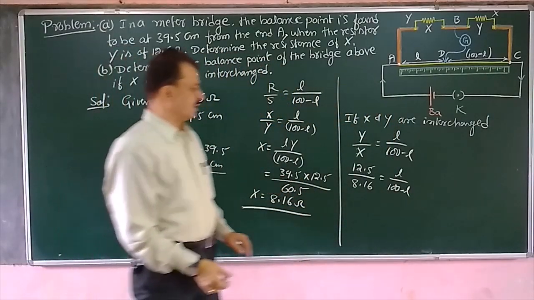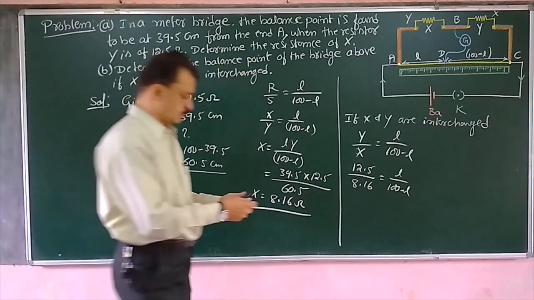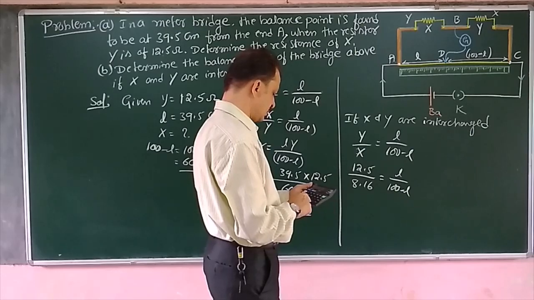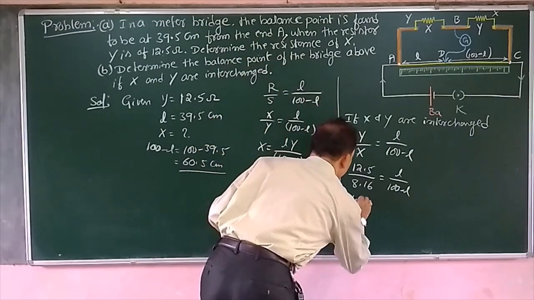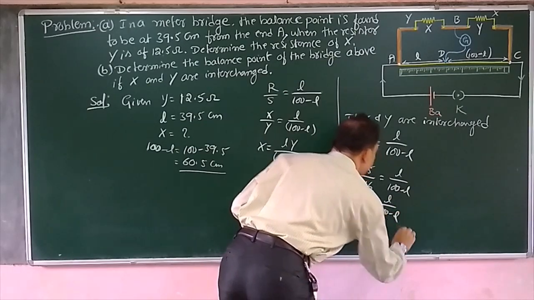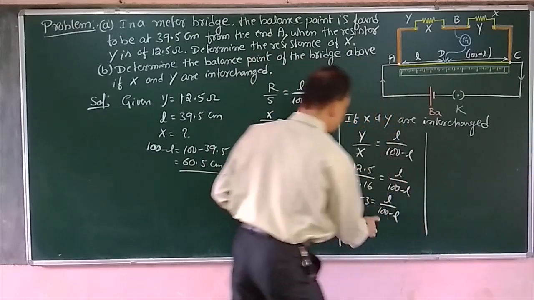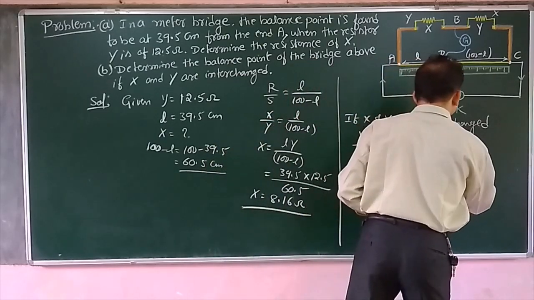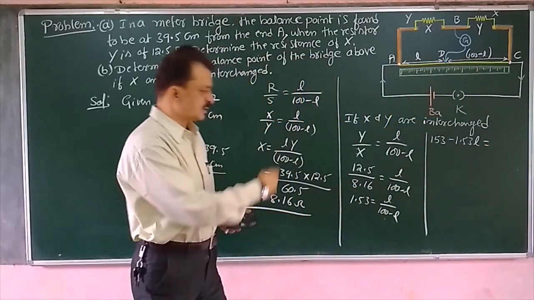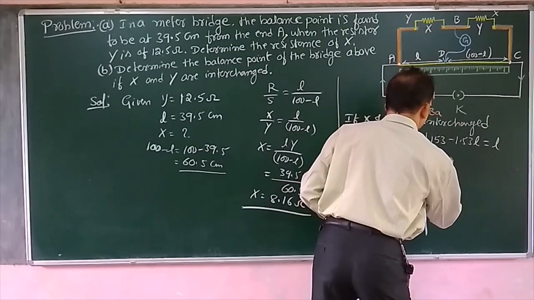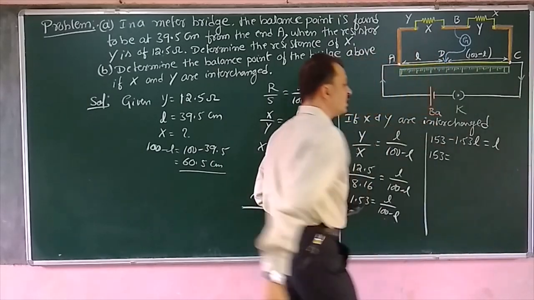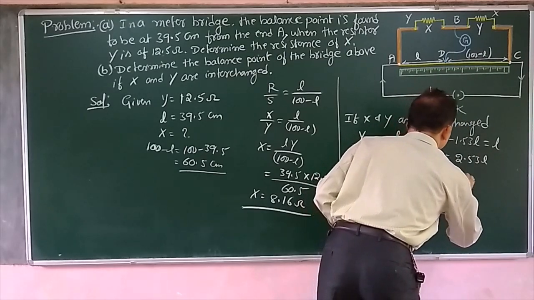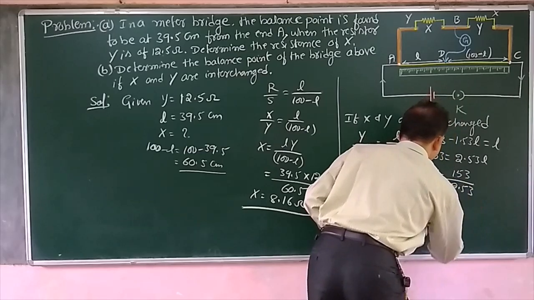Now if you simplify this, 12.5 divided by 8.16 is equal to 1.53. I am getting 1.53 is equal to L divided by 100 minus L. Now cross multiplying, 100 into 1.53 is 153 minus 1.53 into L, that is equal to L on the right hand side. So 153 minus 1.53 L is transferred to the right hand side and added to L. Therefore I will get 2.53 L, or L is equal to 153 divided by 2.53.